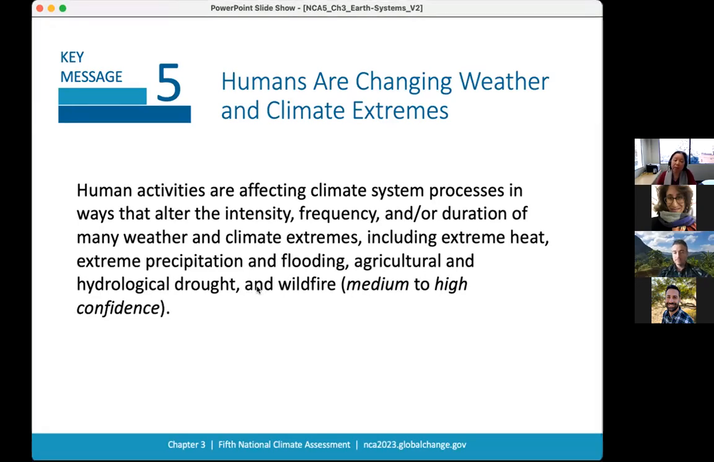Partly, that's because a lot of these changes in extreme events are really tied back to two fundamental processes. One is the energy, right? The heat.